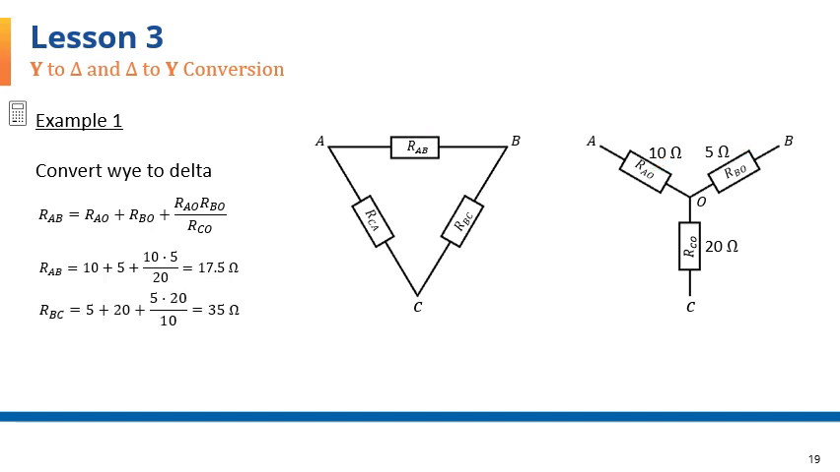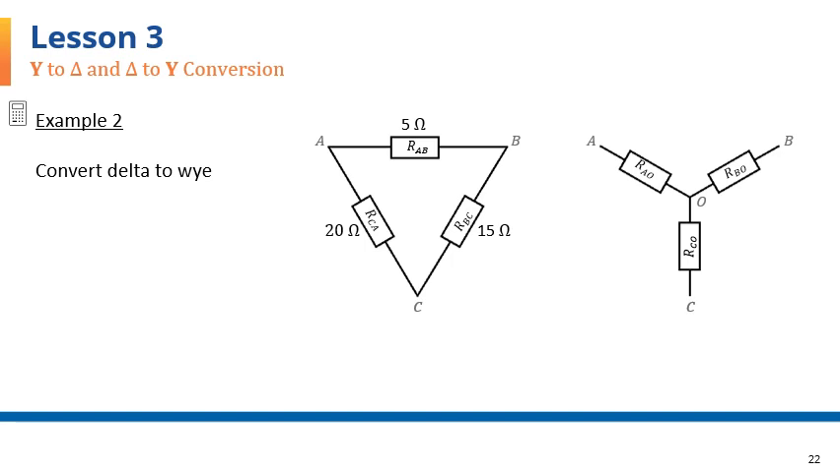Using a similar formula for RBC and RCA, those are the other values for the other two resistors. So we come up with 17.5 for this one, and 35 for this one, and 70 for this one. You see those on this figure. In the next example, I will show the conversion from delta to Y.